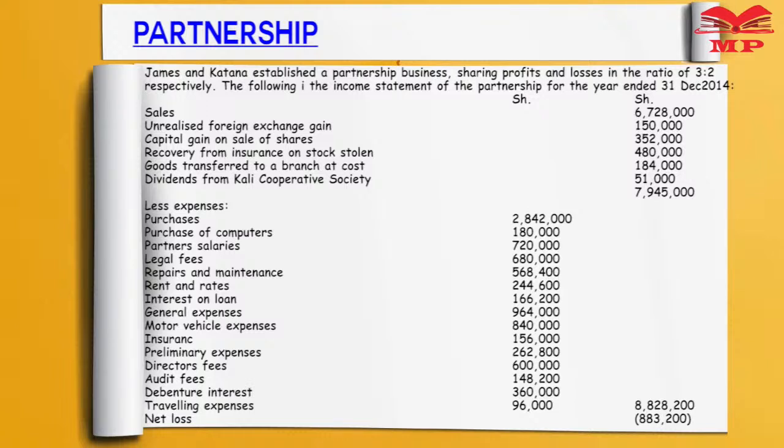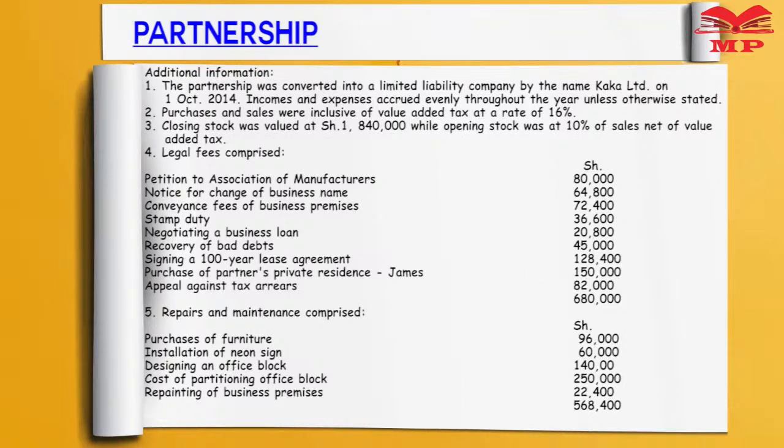We have the sales, consisting of unrealized foreign exchange gain, capital gain on sale of shares, recovery from insurance on stock stolen, goods transferred to a branch at cost, dividend from Kali Cooperative Society, and total incomes. Then the expenses, which are purchases, purchase of computers, partner salary, legal fee, repair and maintenance, rent and rates, interest on loan, general expenses, motor vehicle expenses, insurance, preliminary expenses, director's fee, audit fees, debenture interest, traveling expenses, and net loss.